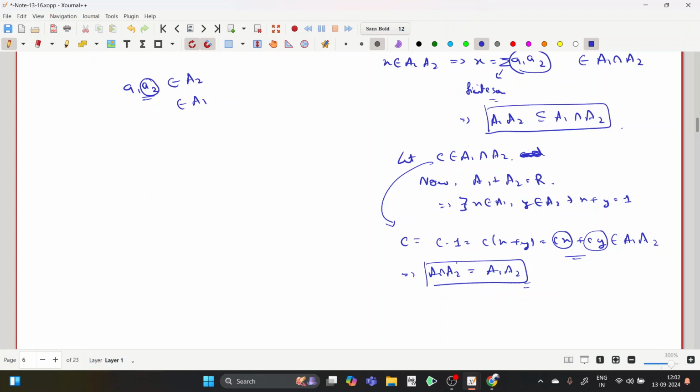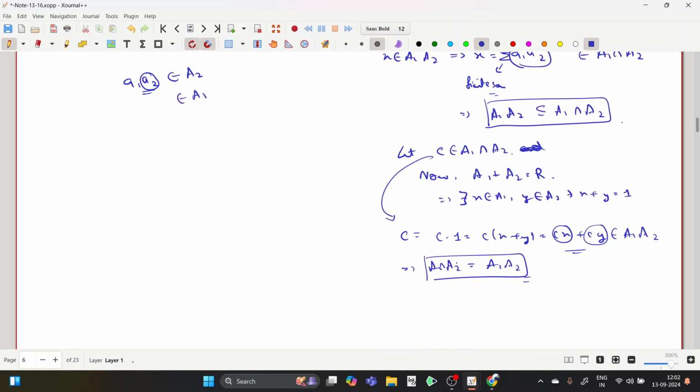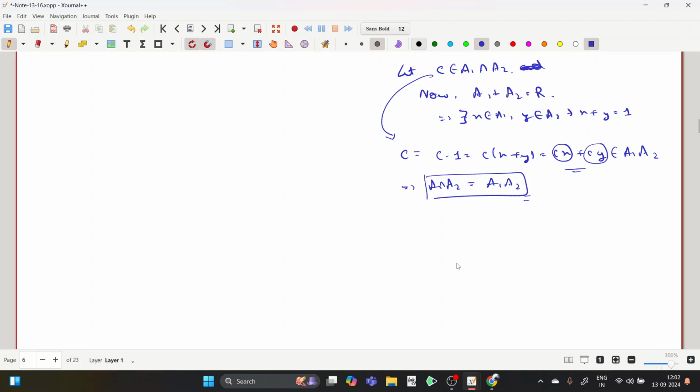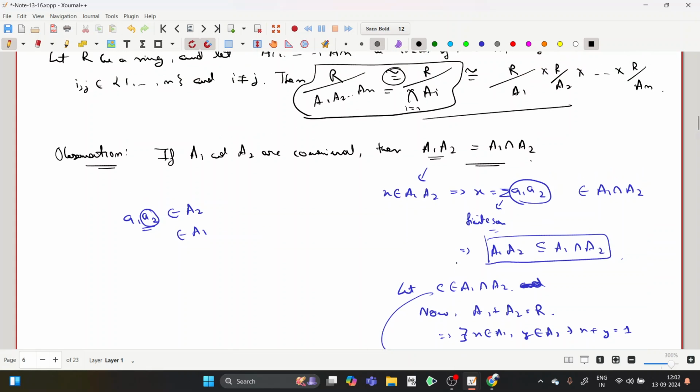Clear? And this happens only in the case where A1 and A2 are co-maximal. A1 A2 is always included inside A1 intersection A2, but the reverse inclusion happens only if you are talking about co-maximal ideals. I guess this part is clear. So the actual Chinese remainder theorem in some textbooks is this part only. Let me go back. The actual Chinese remainder theorem comes from this part only, but we can also consider A1 A2, I mean we can also consider this being isomorphic to this directly, which we have successfully shown in this case.